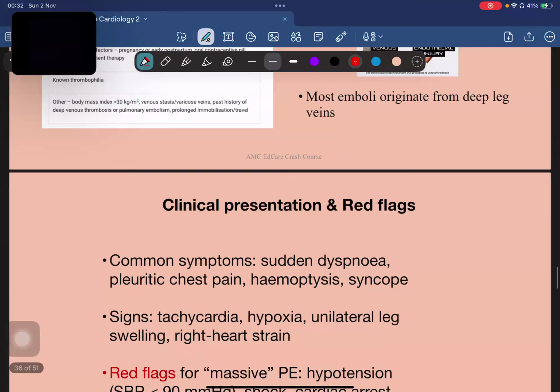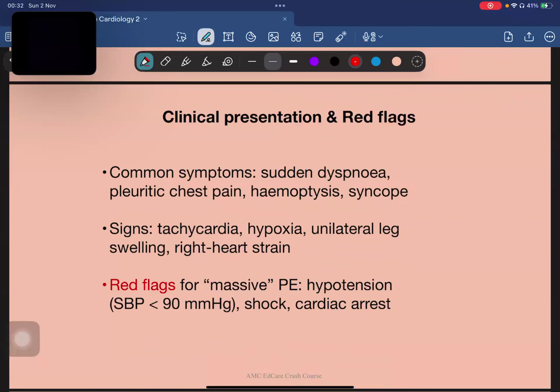We'll now discuss the clinical presentation and the red flags that we should know. So I would say the symptoms of pulmonary embolism can be very subtle or very dramatic. You could see sudden dyspnea, sudden breathlessness, and pleuritic chest pain, and sometimes there could be hemoptysis and syncope. On examination, you could see tachycardia, hypoxia, that's oxygen desaturation, and also unilateral leg swelling, the leg signs of DVT.